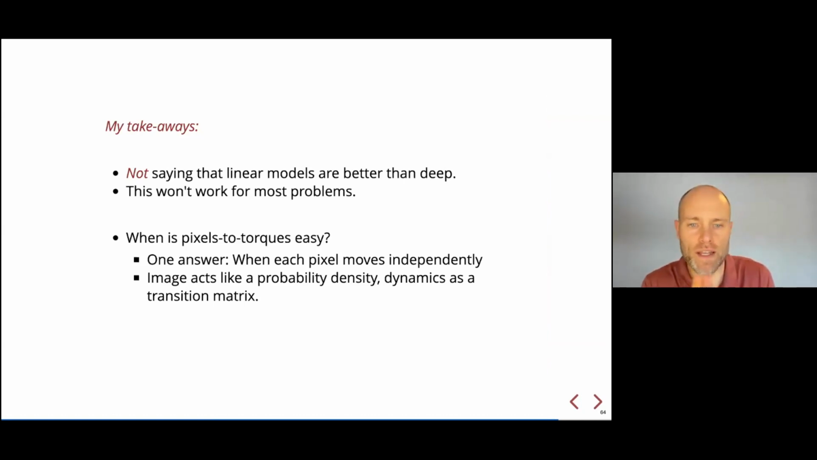Okay, and what is that corner case? The right way to think about it, I think, is when each pixel moves effectively independently. That's the assumption that we're making by putting linearity on here. And if it's helpful for you, I like to think of the image as a probability density over my image, and the linear map is the transition matrix. And so the probability of being in any one pixel of the image can move under the transition probability, and all the tools of Markov decision processes become available to you.